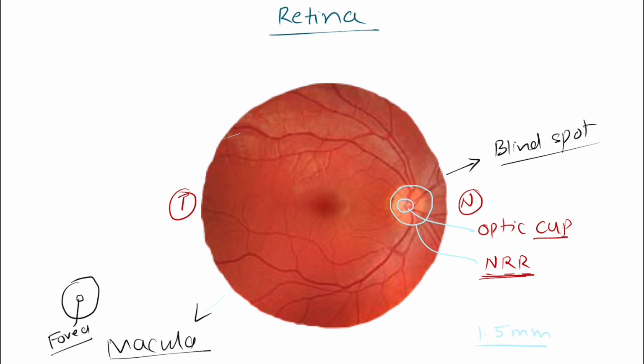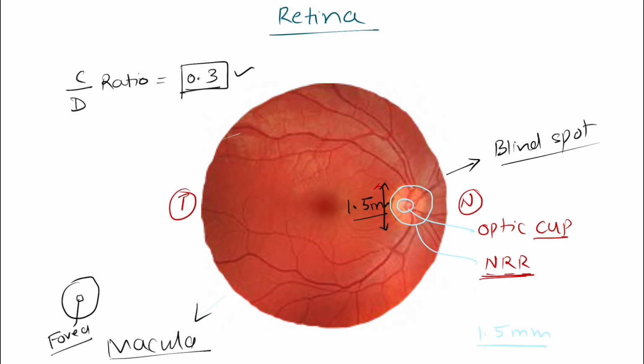Always remember the whole diameter of the optic disc, I've already told you, is 1.5 mm. You have to see the CD ratio. Whenever you're looking at the fundus, you have to check the CD ratio. CD ratio is cup divided by disc. It should always be around 0.3. This ratio should be 0.3. This is the normal.